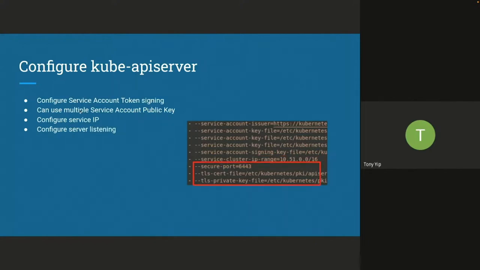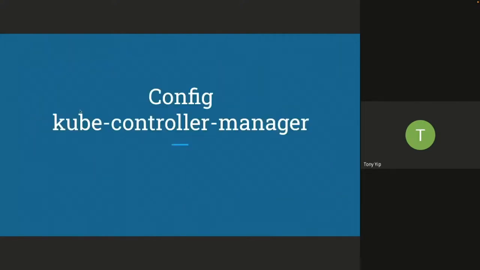Last but not least, we configured the kube-apiserver listen and config. We are listening on 6443, and we are listening with HTTPS with the key pair. So when the API server is ready, we can also move to the controller manager.